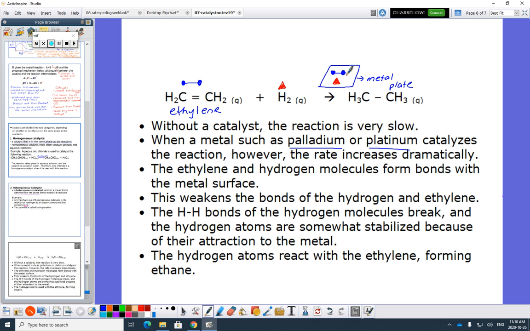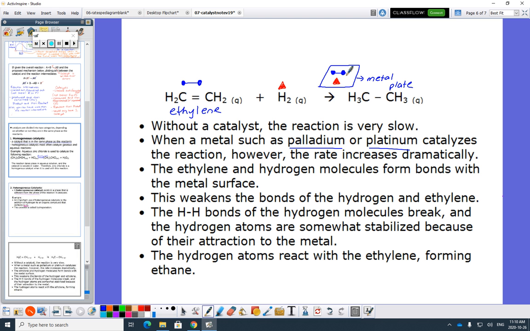And then the bonds are weakened. And once the bonds start to break, then the hydrogen can be added to the ethylene molecule because they are attracted to the metal. So the metal provides the surface for the reaction to occur because the molecules are attracted to it more than they are to each other. So it increases their chance of colliding by providing a surface for the reaction to occur. And we always want faster reactions. You need more collisions.